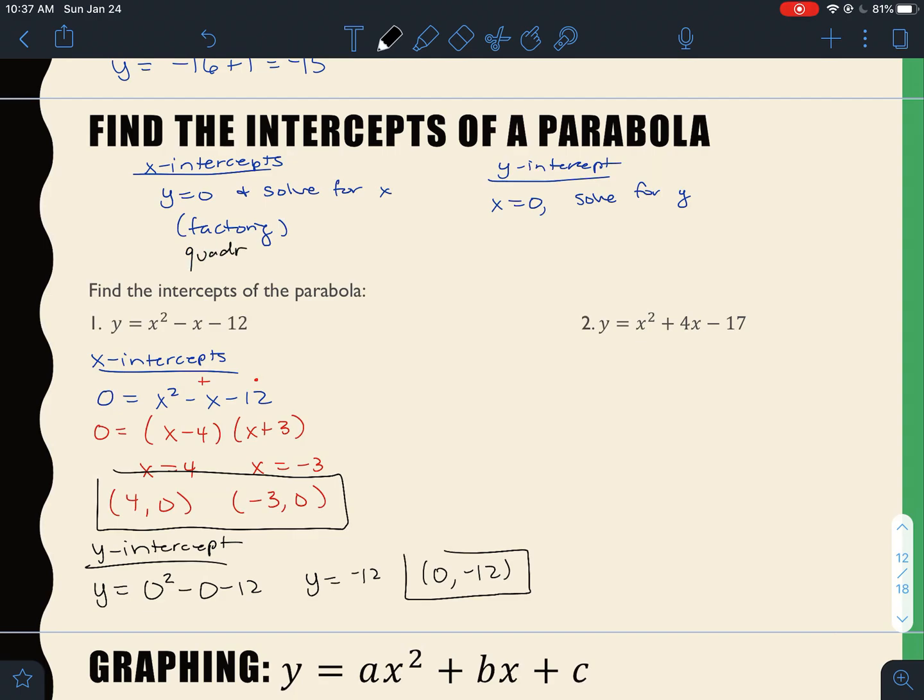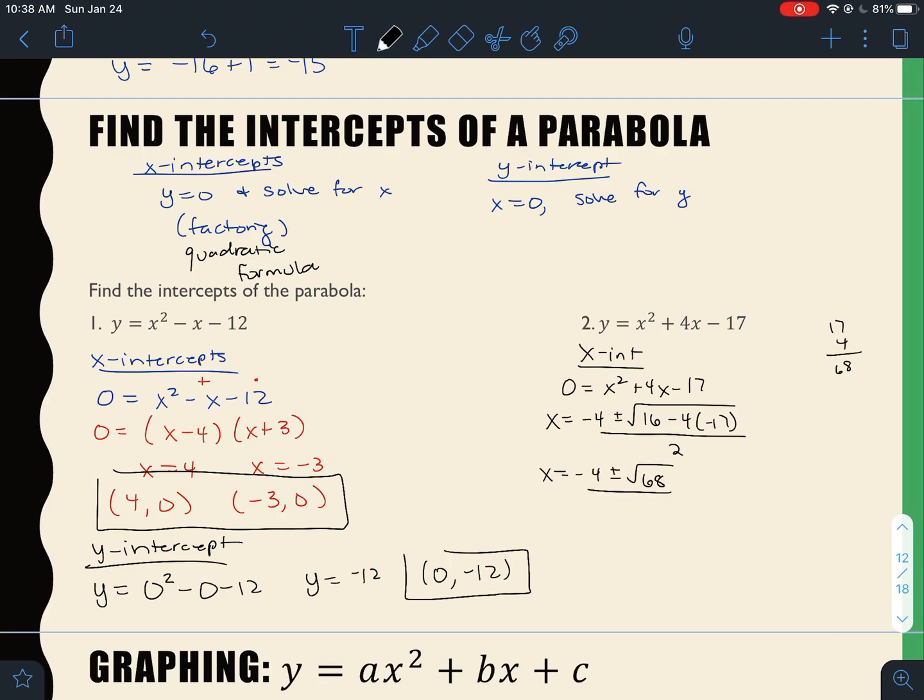Factoring or the quadratic formula if they're not going to be pretty. So we have y equals x squared plus 4x minus 17. So to find x-intercepts, plug in 0 for y. So 0 equals x squared plus 4x minus 17. Notice we can't multiply to negative 17 and add to 4, so I'm going to have to use the quadratic formula. So x equals the opposite of b plus or minus the square root of b squared minus 4 times a times c, all over 2 times a. And 17 times 4 would give me 68. So x is going to equal negative 4 plus or minus the square root of 68, over 2.